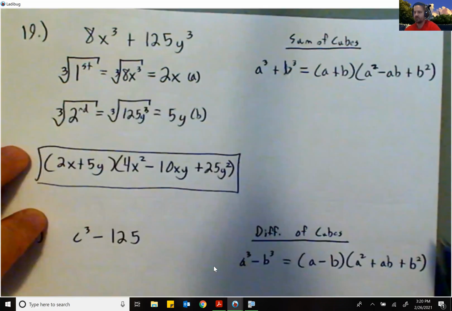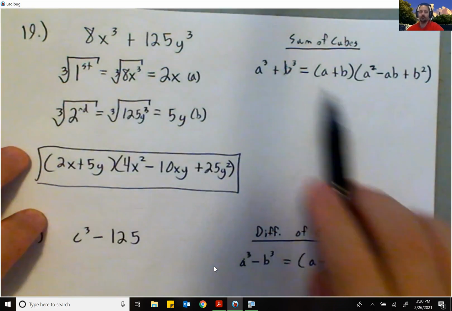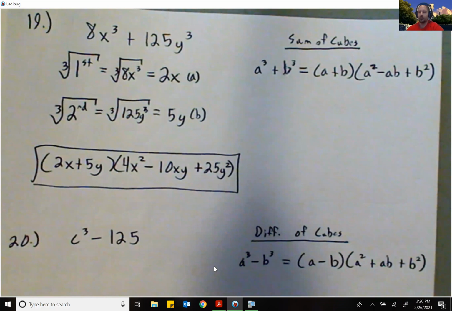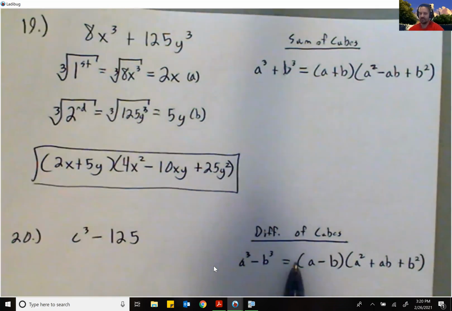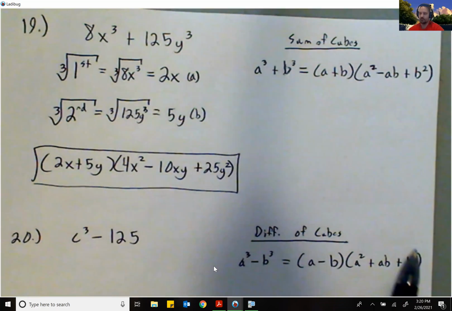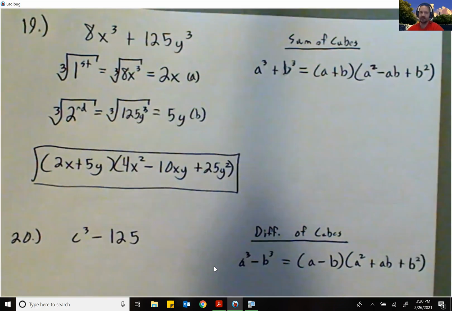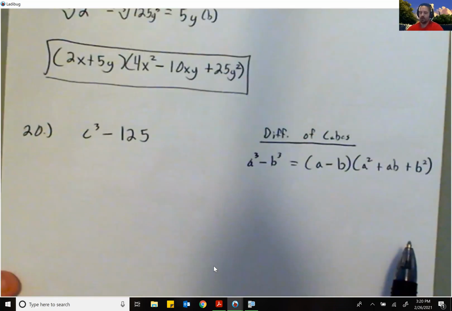You just got to make sure that you remember the formula. Number 20 is going to work the same way, except it's just a slightly different formula. Any questions about number 19? Okay.